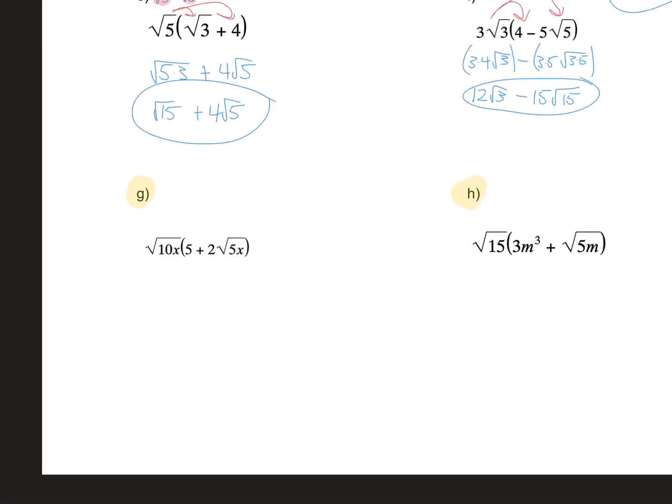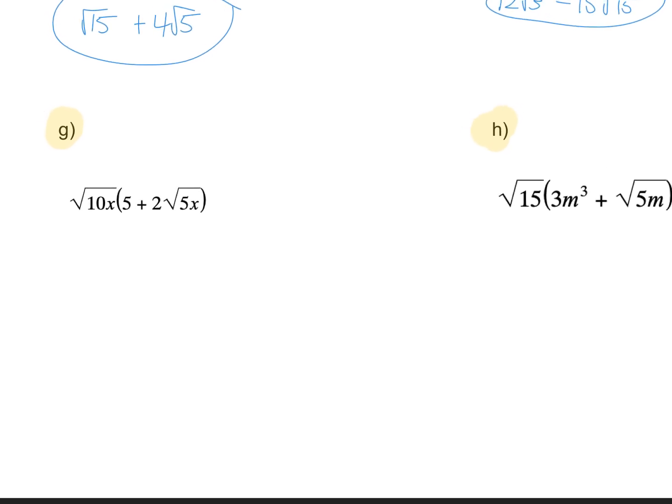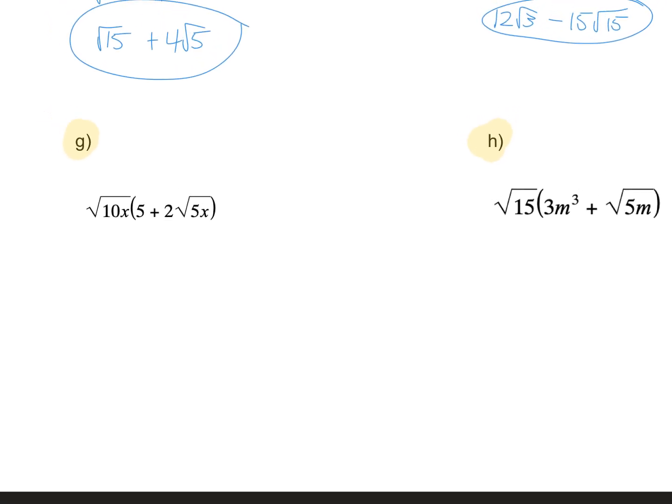All right. There are 2 remaining problems. I want you to try G and H and then unpause to see what you get. So for both of these, you will be distributing a term with the square root into the parentheses. After you multiply, check and see if you have any like terms. But if you do not, then just make sure you indicate what your answer is.